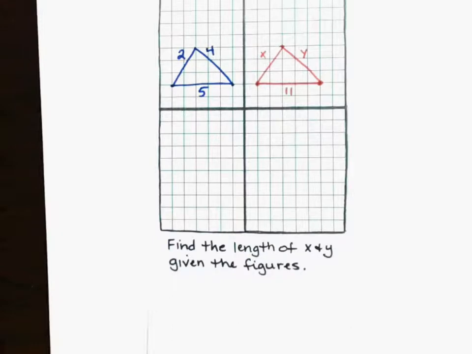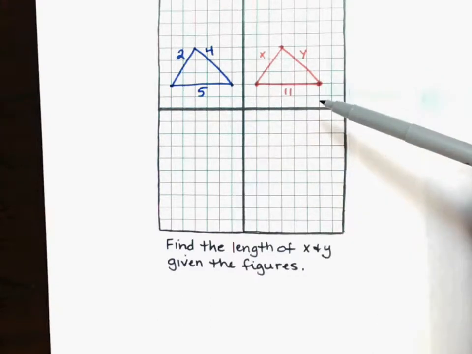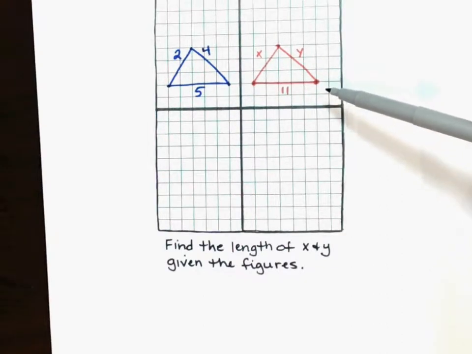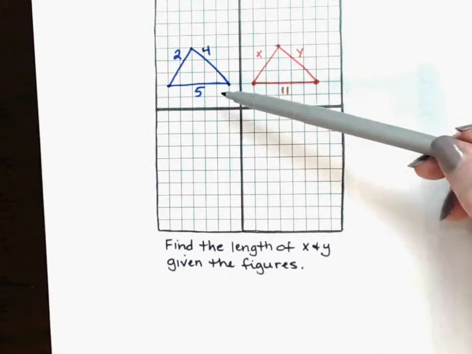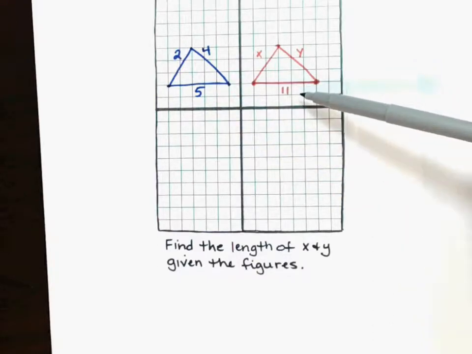In this video I'm going to show you how to find the lengths of different sides when you're given two pictures and you're supposed to compare them. So if you look at these two pictures, they obviously look like they're the same size, but you can tell that they're not because this one says 5 and this one says 11.